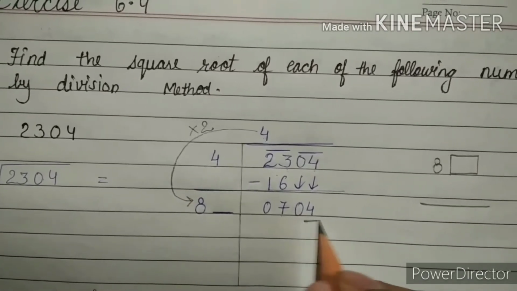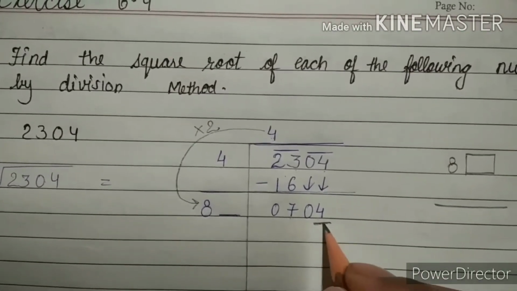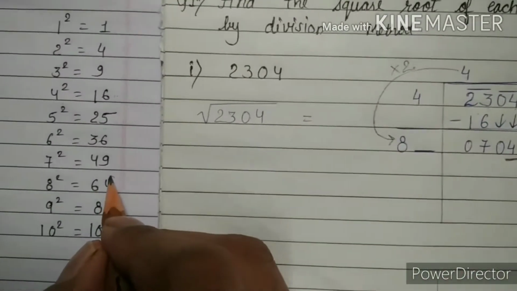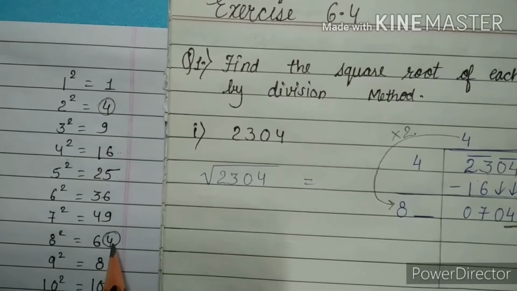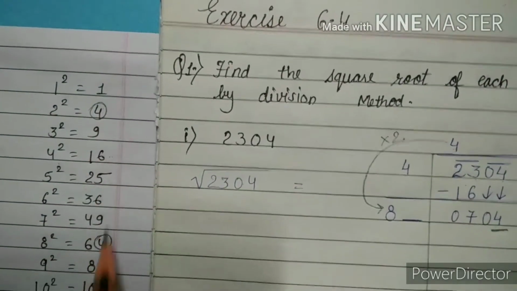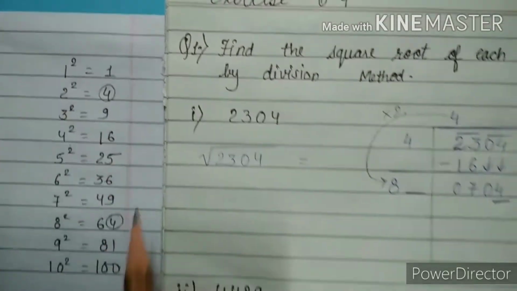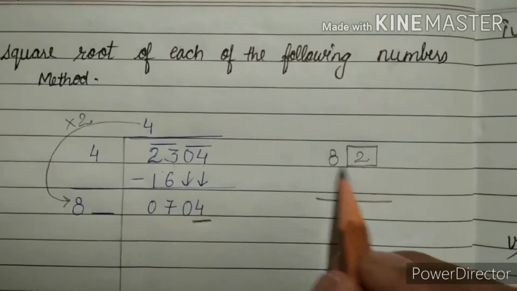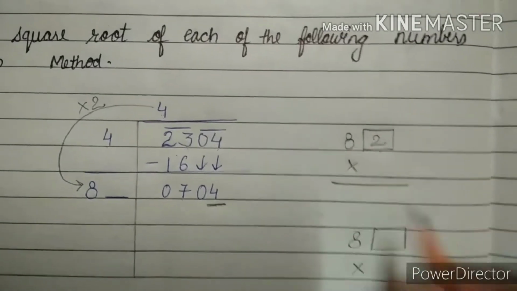Now 4 is the ones digit. So in which numbers do we have 4 in the ones digit of their squares? Here in 64 and in 2 square, we have 4 on the ones digit. So firstly we have to do it in rough. I am putting 2 because the first 4 comes in 2 square and the second 4 comes in 8 square. So one time we will see with 2 and one more time we will see with 8. So here we are doing the checking only.